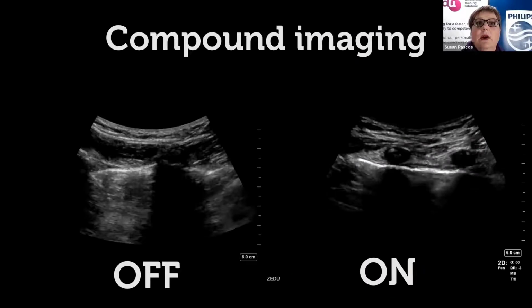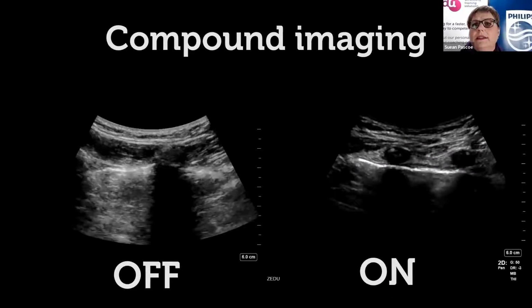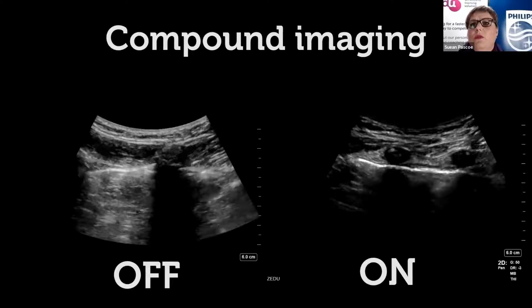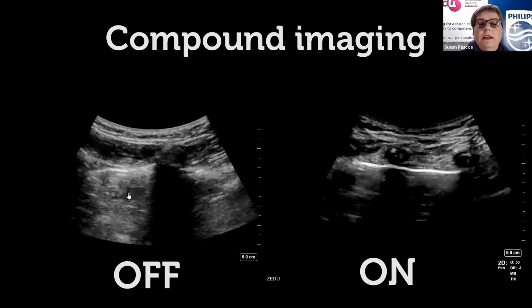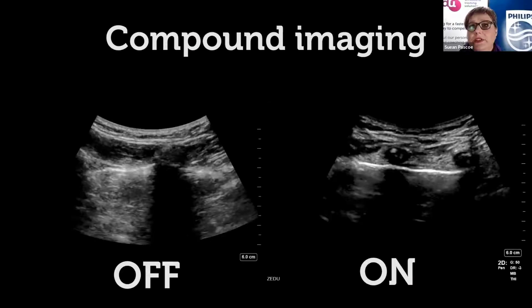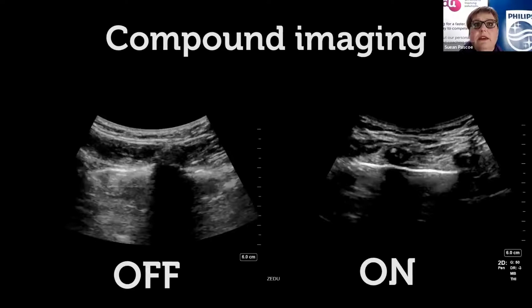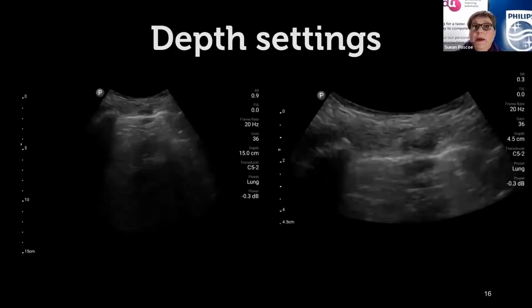So we have no compounding on the left, and on the right, we've got the compound imaging turned on, and you can see this rawer picture on the left here. You can see more of the artifact. Some of these higher end machines though, you still see the lung sliding. It just makes your job easier, and certainly for your more difficult patients, you want all the odds stacked in your favour.